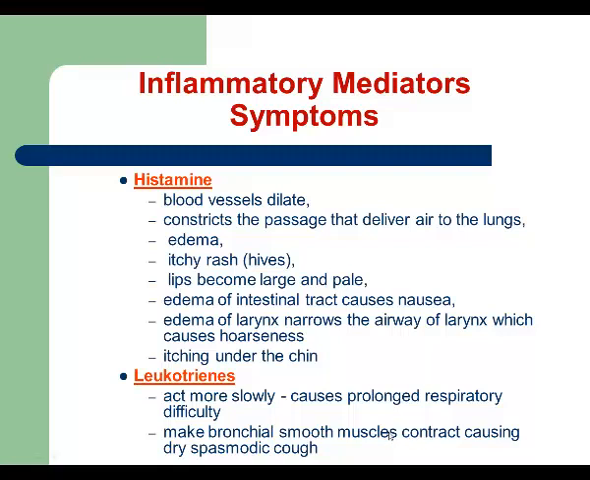Also, leukotrienes will increase permeability of the capillaries of bronchi. As a result, patients will develop edema of the mucous membranes, and once again, patients will develop difficulty breathing, and a lot of mucus will be produced as a result of leukotrienes being produced.